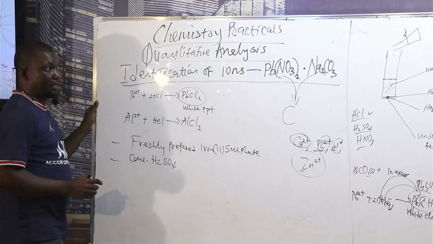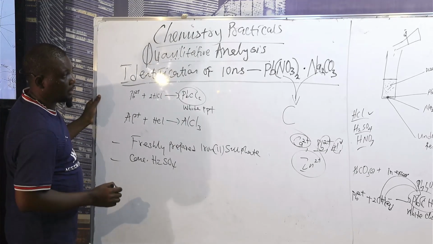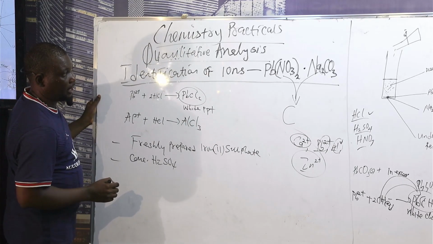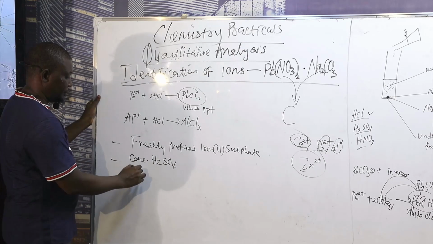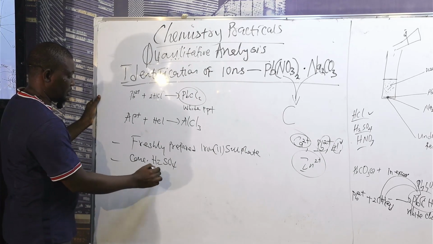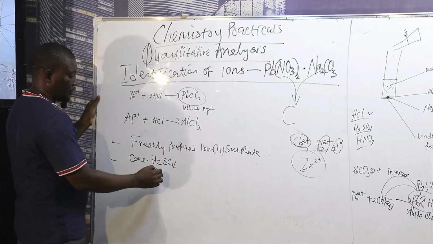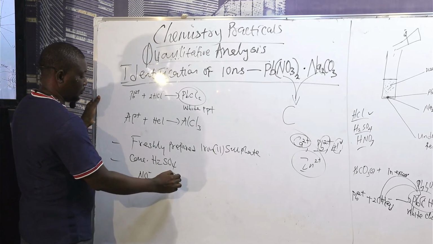Of course, you should know that the anion we are identifying there is the nitrate ion. So look at the chemistry of brown ring formation. First you're going to add H2SO4.